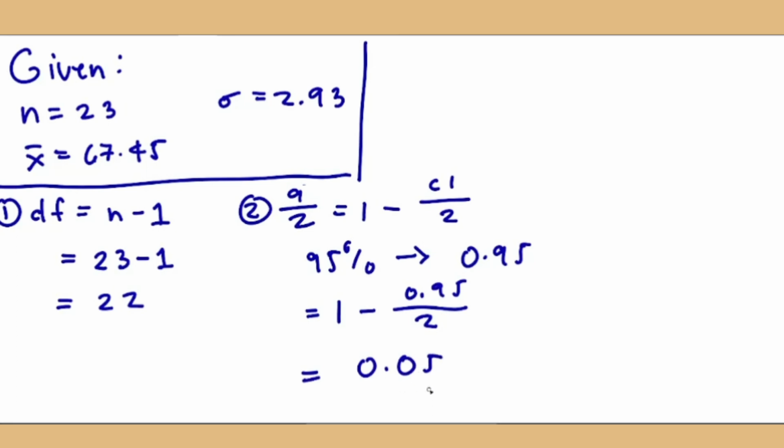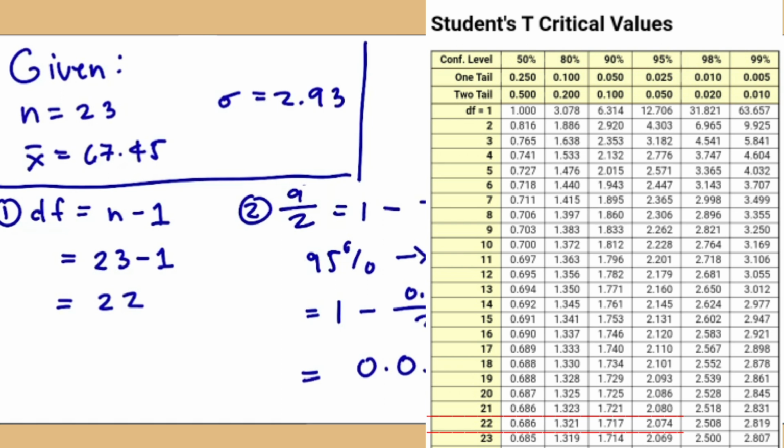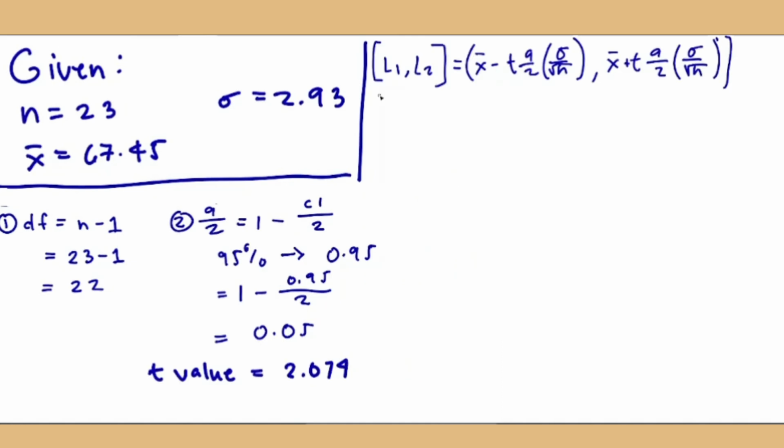And then, we take out the t-distribution table to find our t-value. We align our degrees of freedom of 22 and our alpha over 2 of 0.05. And here we find our t-value of 2.074.